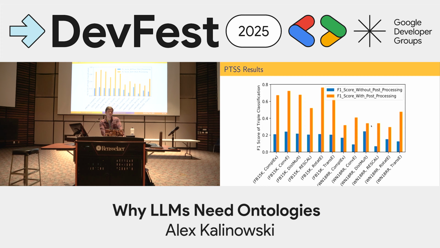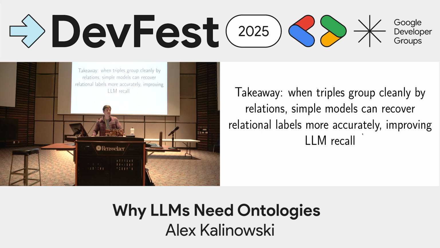So ours is with the PTSS post-processing versus without it. So the takeaway is when these triples include that relational information and can be grouped together by that relational information, a simple model can recover those labels, which actually helps improve LLM recall.